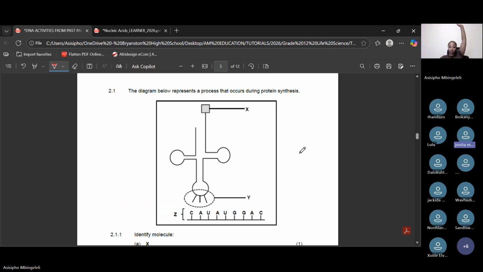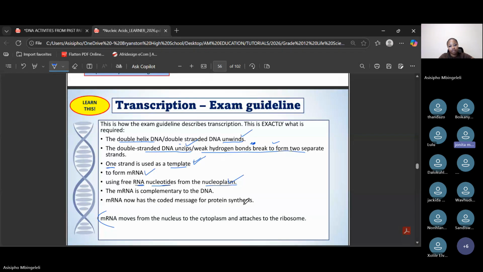Yes, sorry, ma'am. There's a point. Is it important? At the last one, it says the mRNA moves from the nucleus to the cytoplasm. There's no mark for that. It attaches to the... Yes, is there a mark for it, or is it just there? No mark for it. Okay. No mark for it. All right, thank you. Thank you.